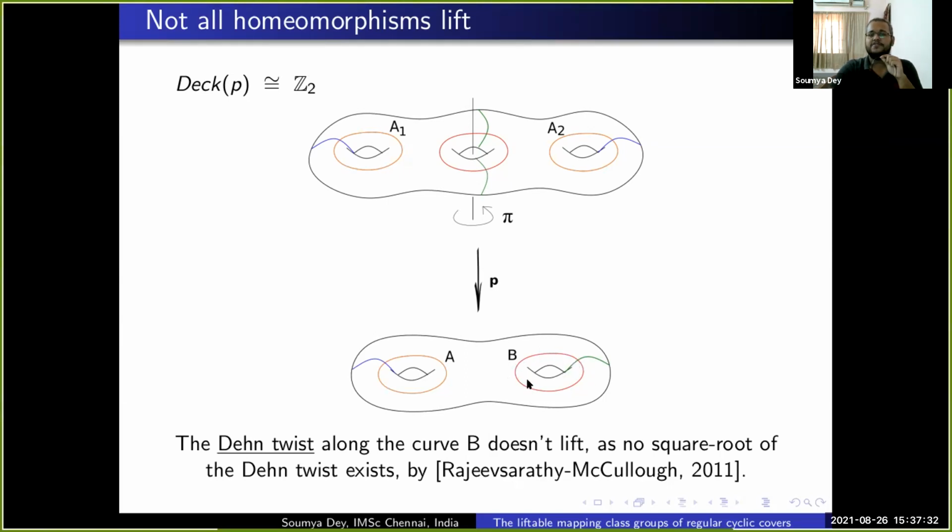It can be seen that this curve cannot be lifted under this cover. If you look closely, this middle curve around the genus, if you project this curve via this cover, this wraps B two times. So if you consider the Dehn twist along B, in order to have a lift of this B, you should have a square root of this Dehn twist, which does not exist by a paper by Rajiv Sarthi and Maclachlan in 2011. So we have some elements in the mapping class group which are not liftable. All right.